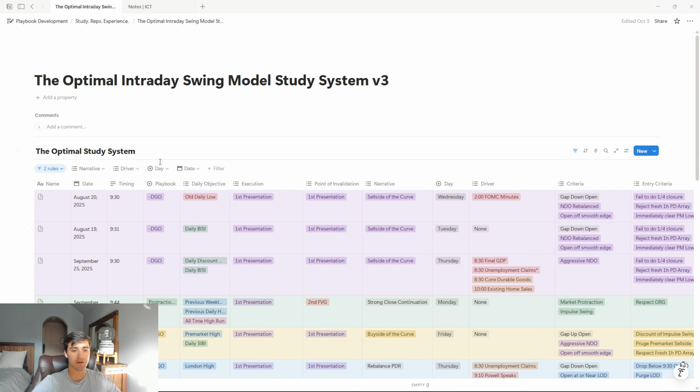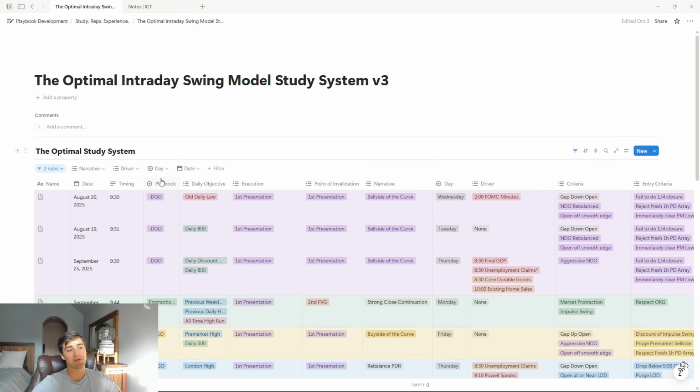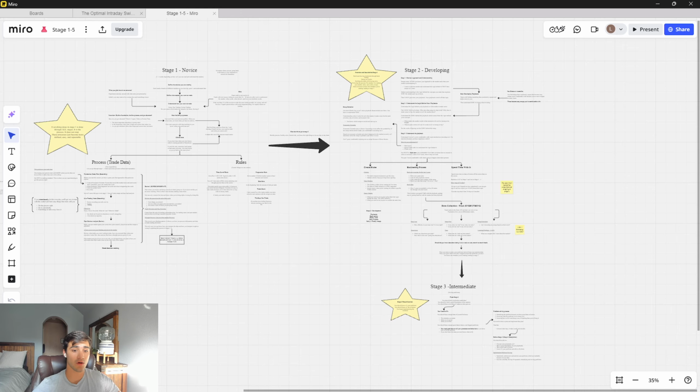Now, before I cover the optimal intraday swing model study system, or simply my daily price action log that I use to log all the days that I've backtested and all the days that are playing out right now in the present moment, I have to put some background information behind what I'm tracking exactly. What am I trying to track? What am I trying to understand? What do I need to understand? What data do I need to collect?